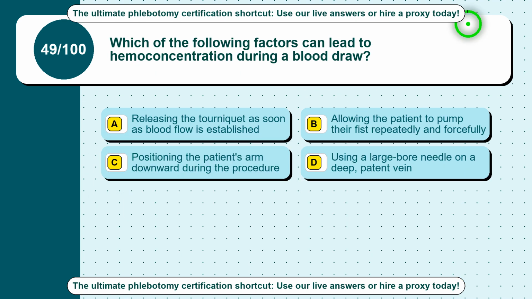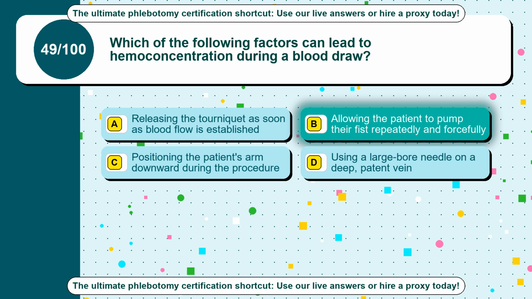Question 49. Which of the following factors can lead to hemoconcentration during a blood draw? Option A. Releasing the tourniquet as soon as blood flow is established. Option B. Allowing the patient to pump their fist repeatedly and forcefully. Option C. Positioning the patient's arm downward during the procedure. Option D. Using a large bore needle on a deep, patent vein. The correct answer is option B.